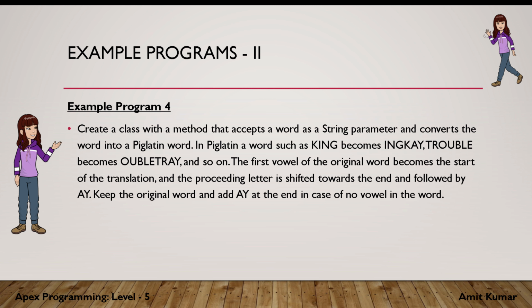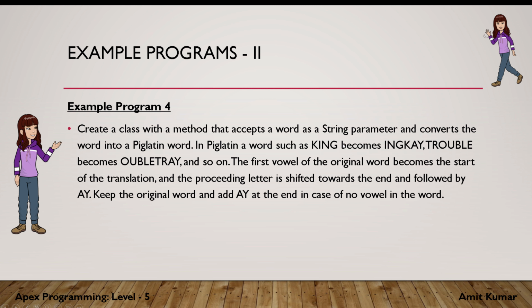In Pig Latin, a word such as king becomes inkay, trouble becomes oubletray, and so on. So how does this conversion take place? The first vowel of the original word becomes the start of the translation. So if you see king, the first vowel is I.